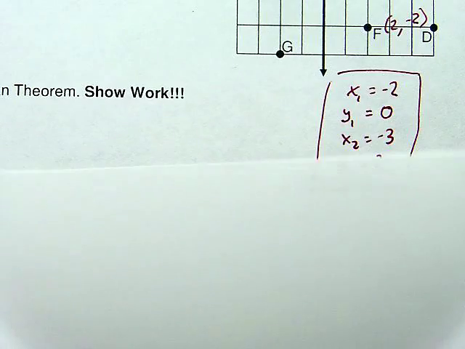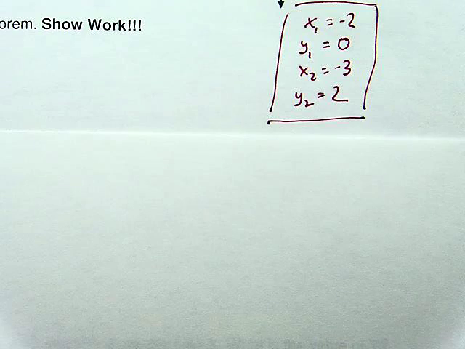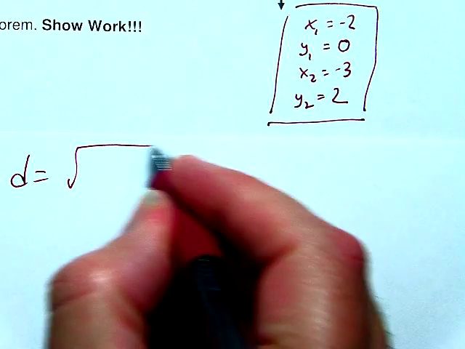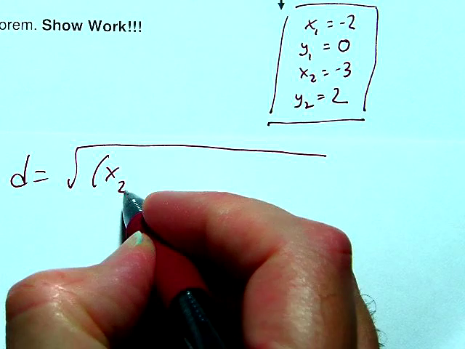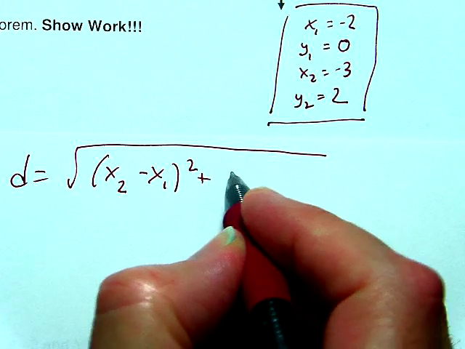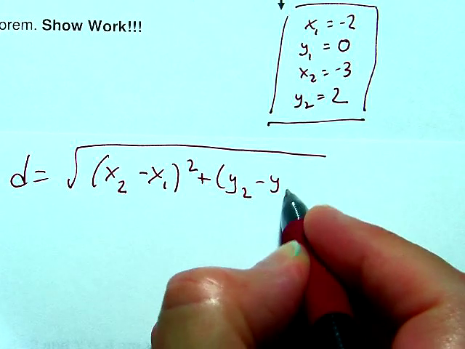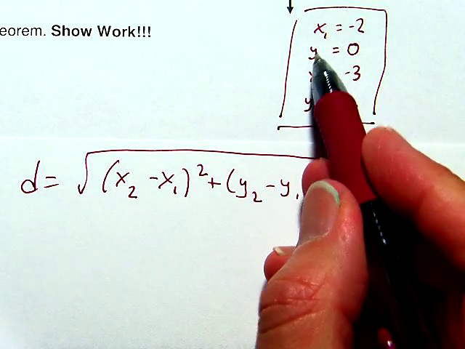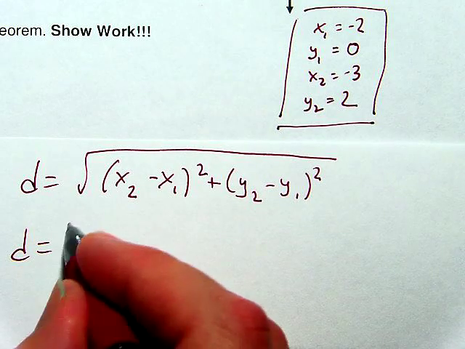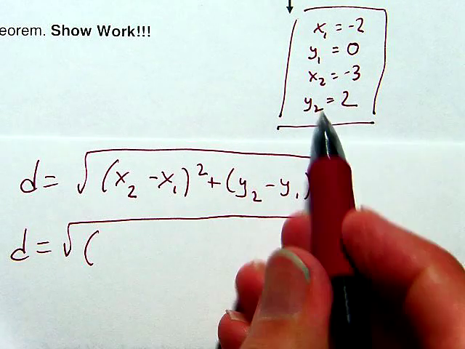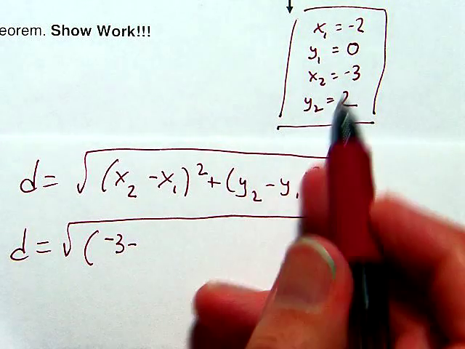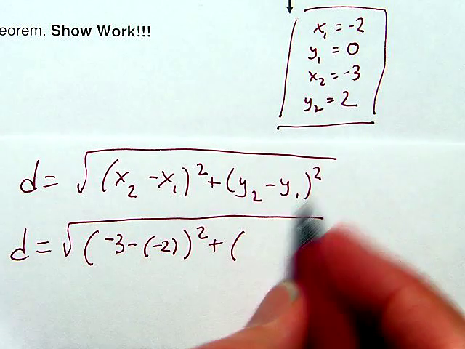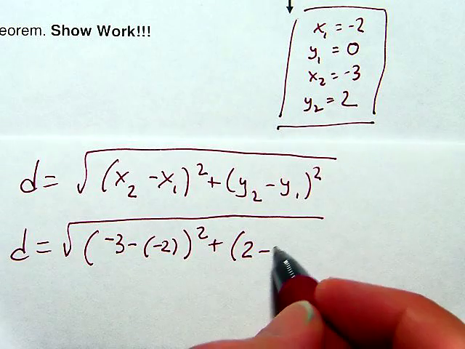Now I'm going to go ahead and remember my distance formula and plug these numbers in. So my distance formula is that D is equal to the square root of x sub 2 minus x sub 1 squared plus y sub 2 minus y sub 1 squared. That's it. That's the entire formula. So knowing my x1, y1, x2, y2, I can plug numbers in and solve. x2 is -3 minus x1 which is -2 squared plus y2, which is 2, minus y1, which is 0 squared.